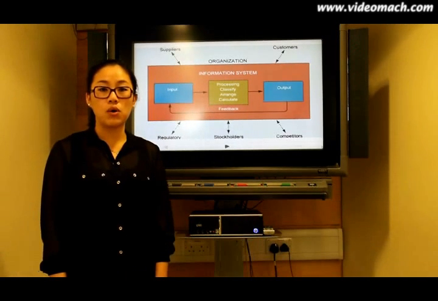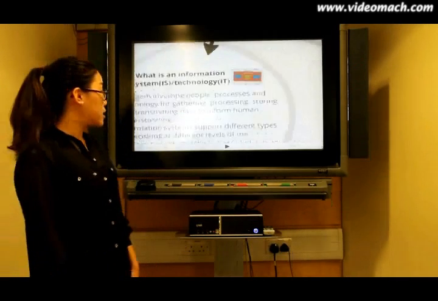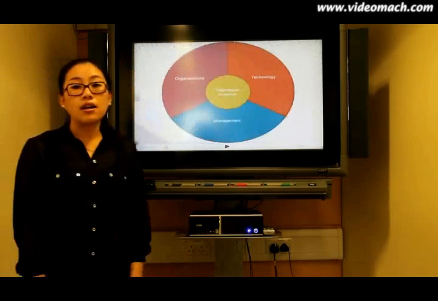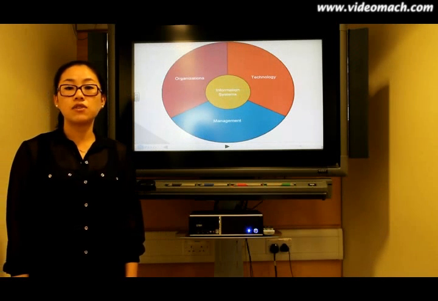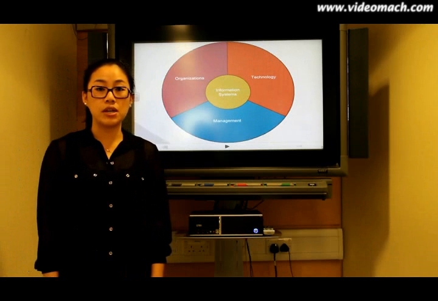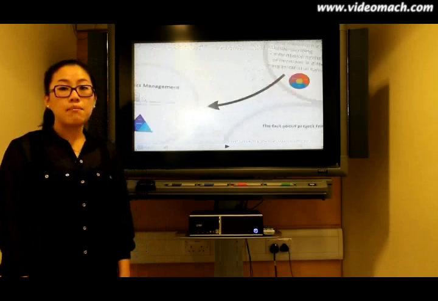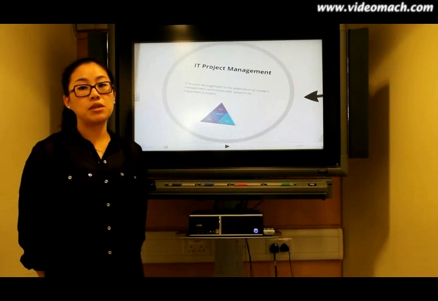evaluate or correct input. In addition, let's look at another diagram. In addition, using information systems effectively requires an understanding of the organization, management, and information technology to shape the system. Now, let's turn our attention to the part on IT project management.